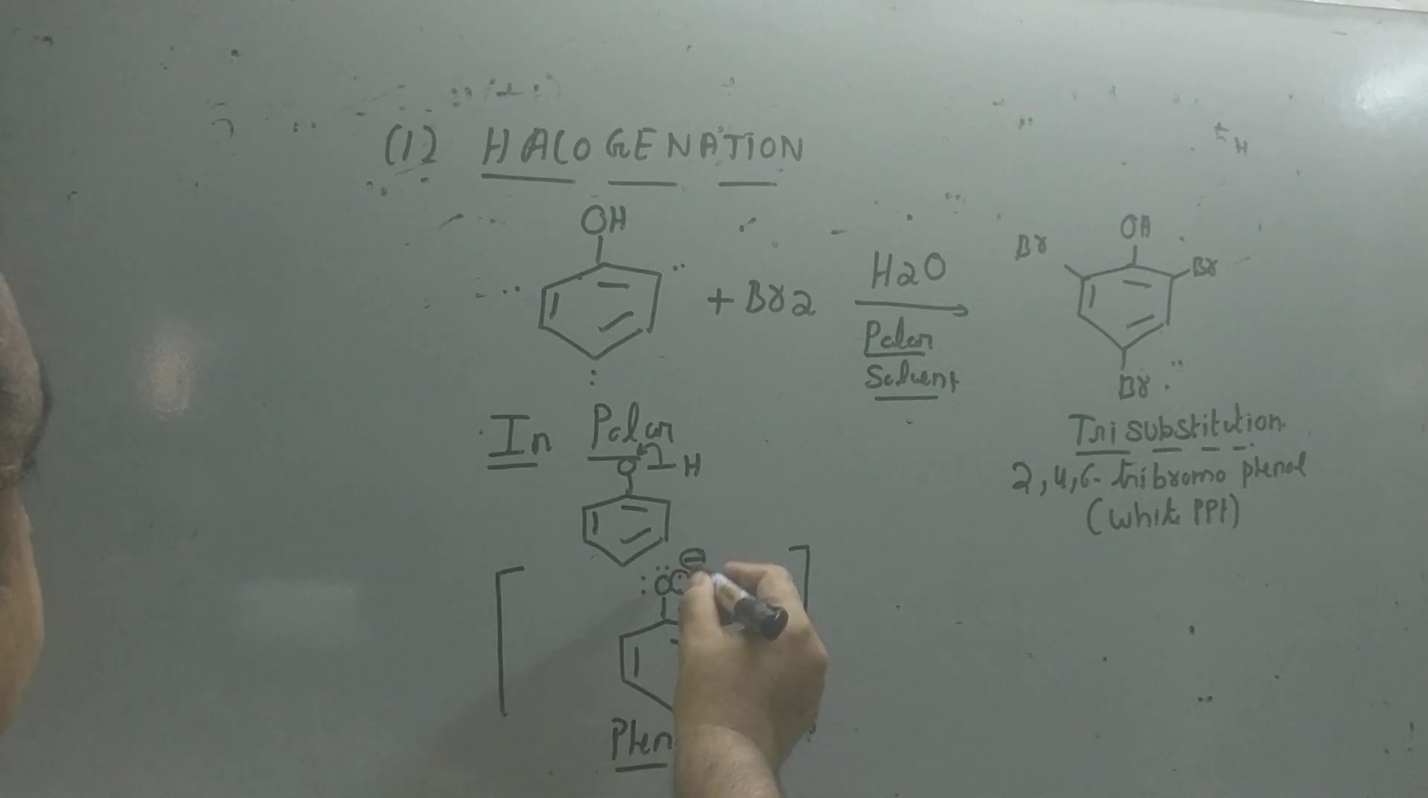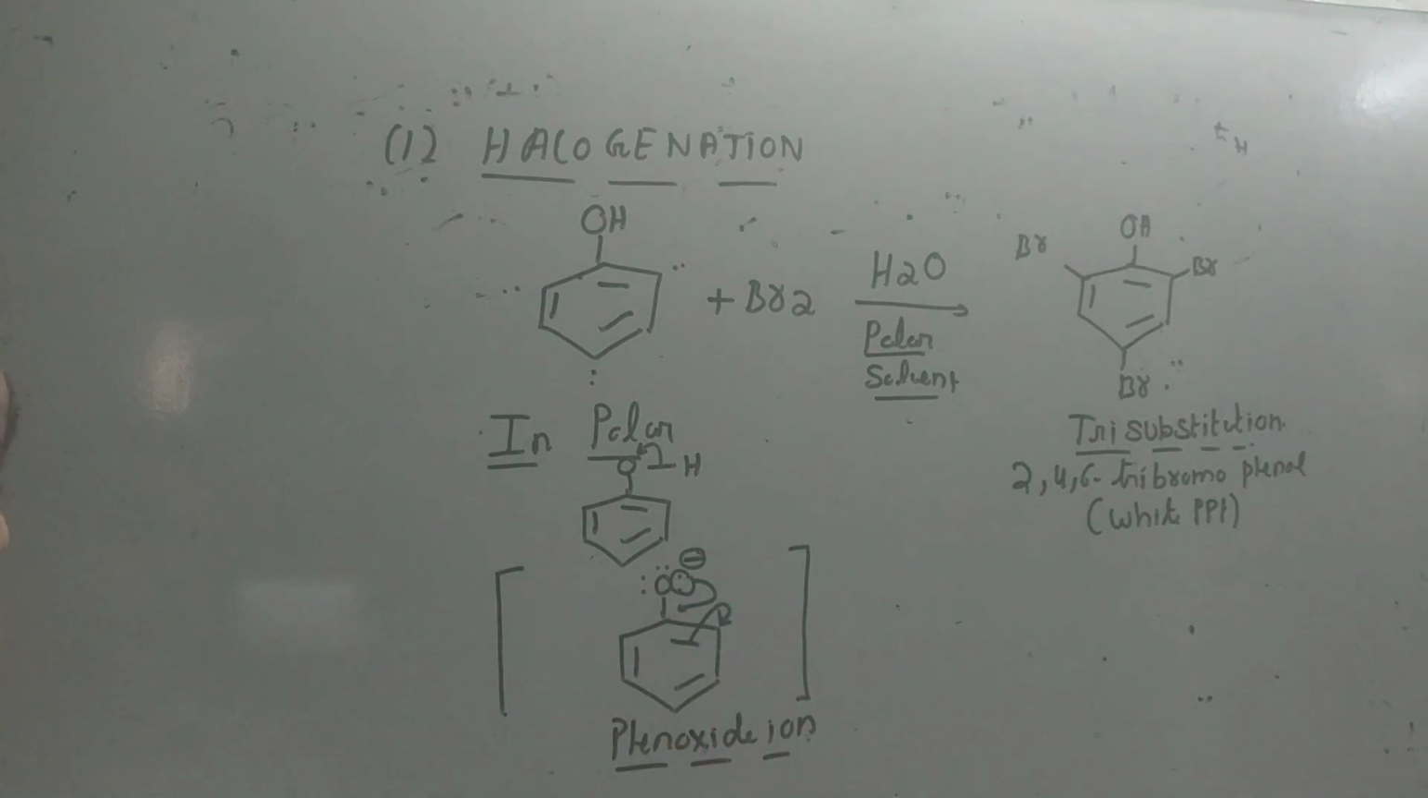The negative charge is going to push these electrons towards benzene due to resonance. So with the result, since this negative charge is going to push this lone pair of electrons of the oxygen towards benzene so readily, on the benzene ring at ortho and para position, the amount of negative charge that will be developed will be very high.